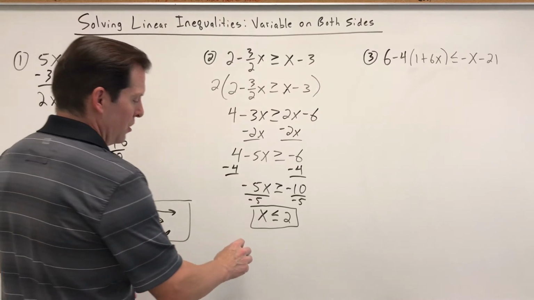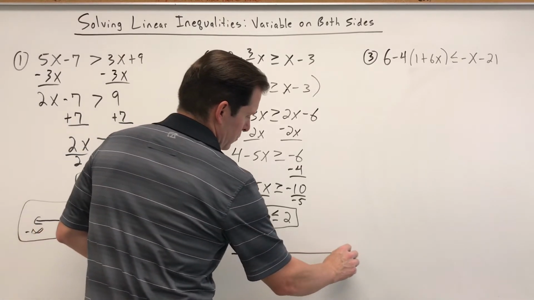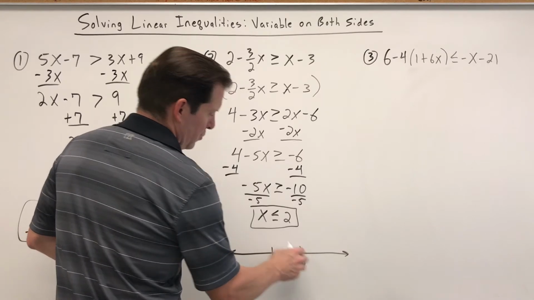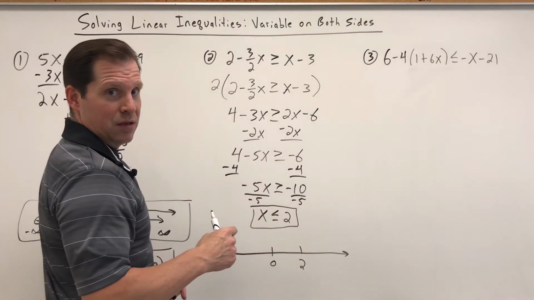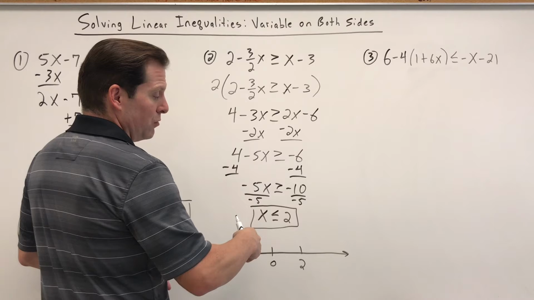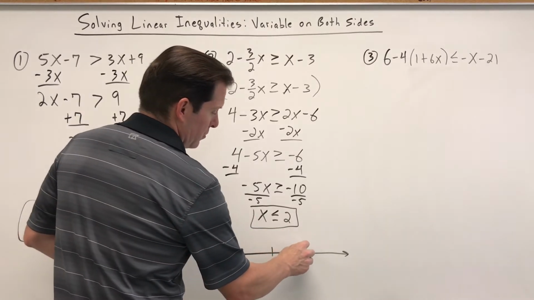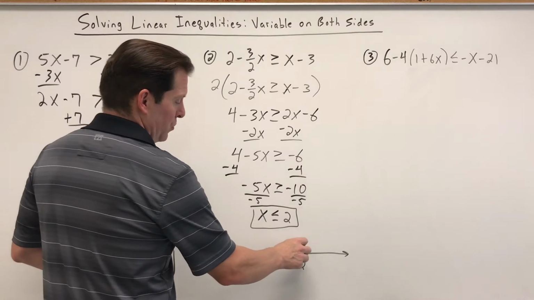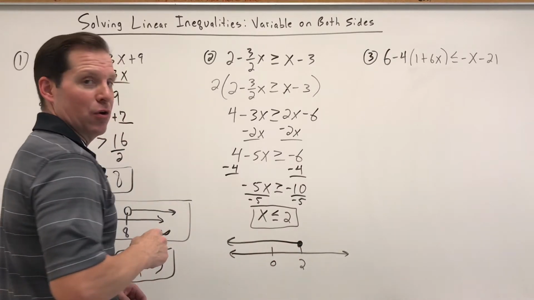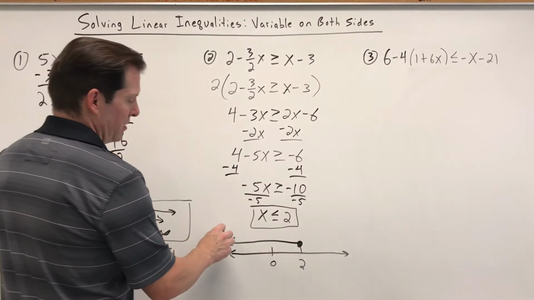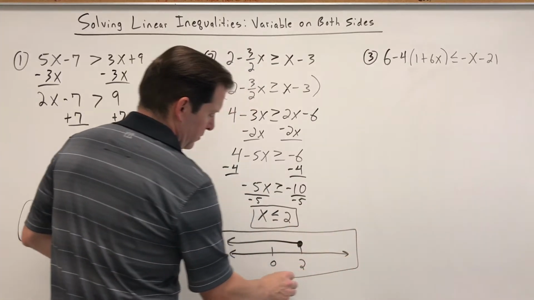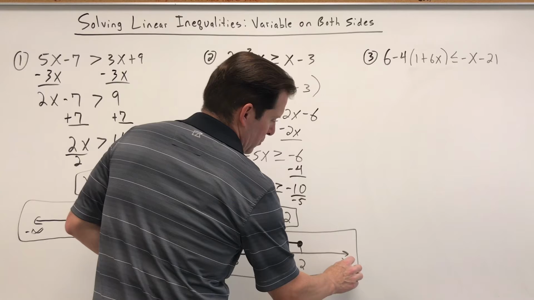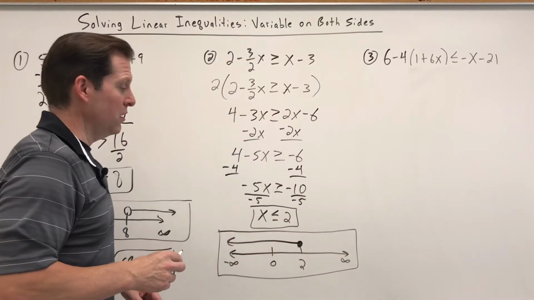We're going to put this on a number line at 0 and 2. Remember, with the inequality symbol, it's less than or equal to, it's going to be a closed circle. And then less than, we're going to the left. So that is our number line. And I'll put -infinity and infinity so we can do the interval notation.